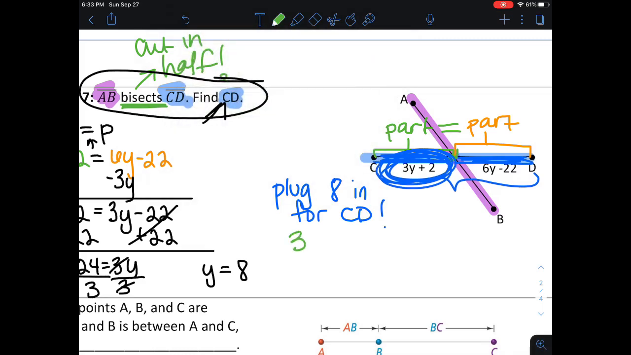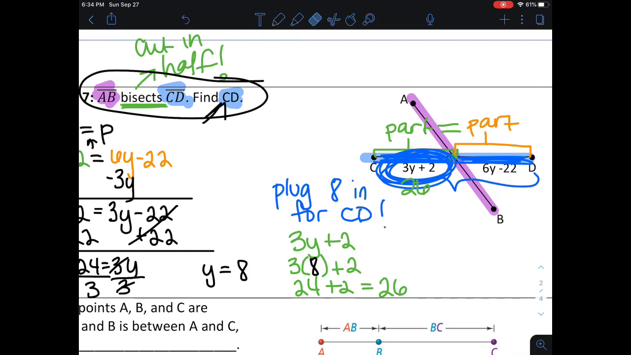All right, so we're going to just take 3y plus 2, and that's going to be 3 times some number, which we already figured out was 8, and then add 2 to it, and then that's going to be 24 plus 2, which is 26. We're not done. I just told you we have to double it. So that's 26, and this also has to be 26 because they're equal.